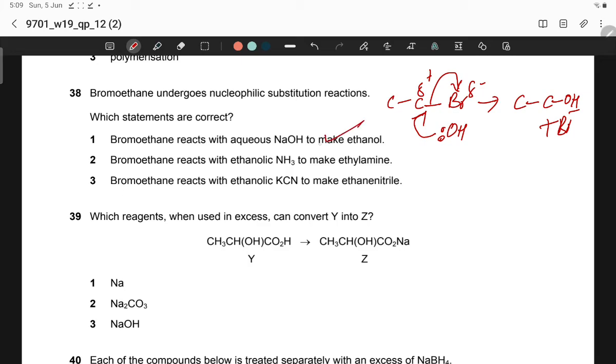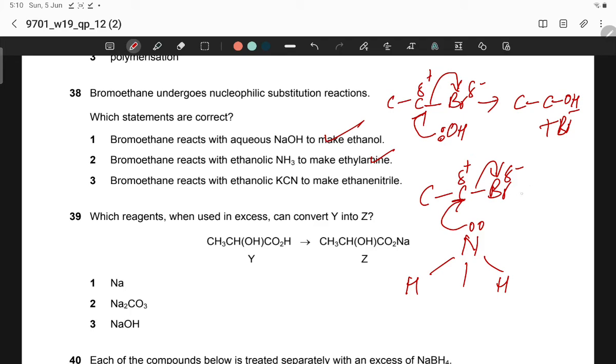Bromoethane reacts with NH3 to make ethylamine. This is also correct. CCBr, partial negative, partial positive, NH3 to form CCNH2. So ethylamine is formed.